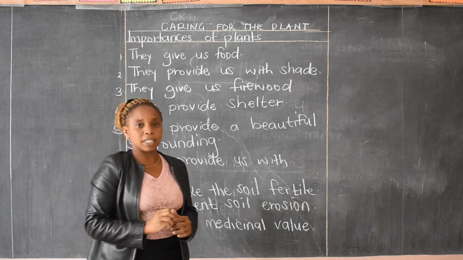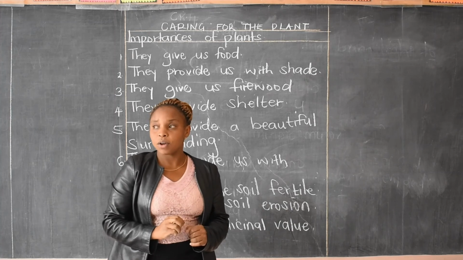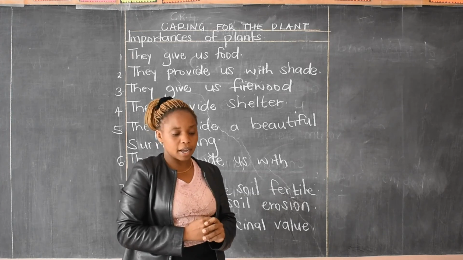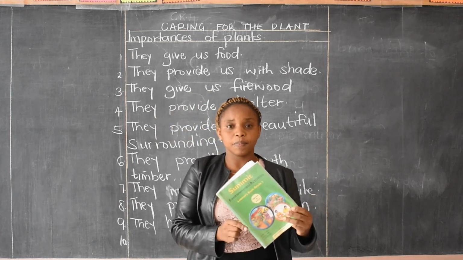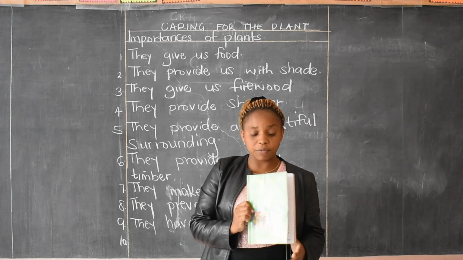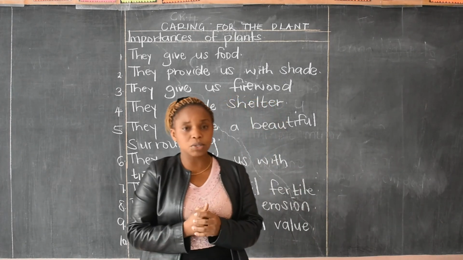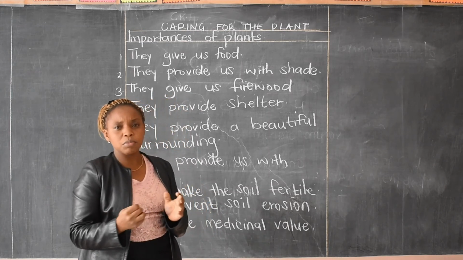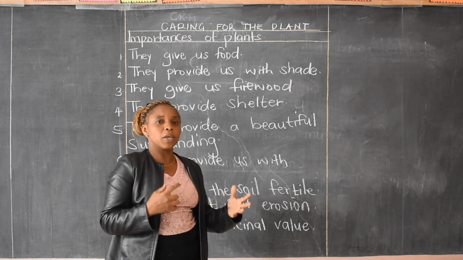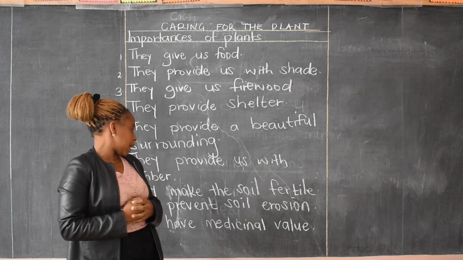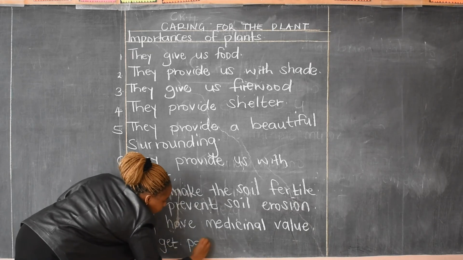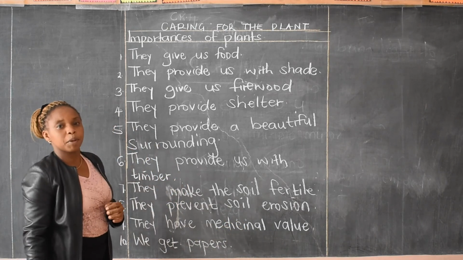Last but not least, we also get paper from plants. For example, I have my textbook here. It has a lot of pages, and we get them from plants. After they are taken to the factory, we get the books. I know you have storybooks, magazines and newspapers at home. All these papers, we get them from plants. So we can write it down. Good.